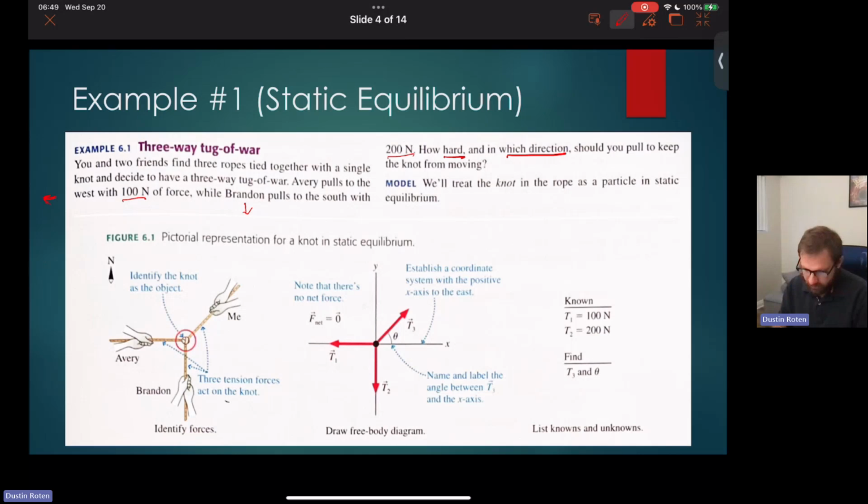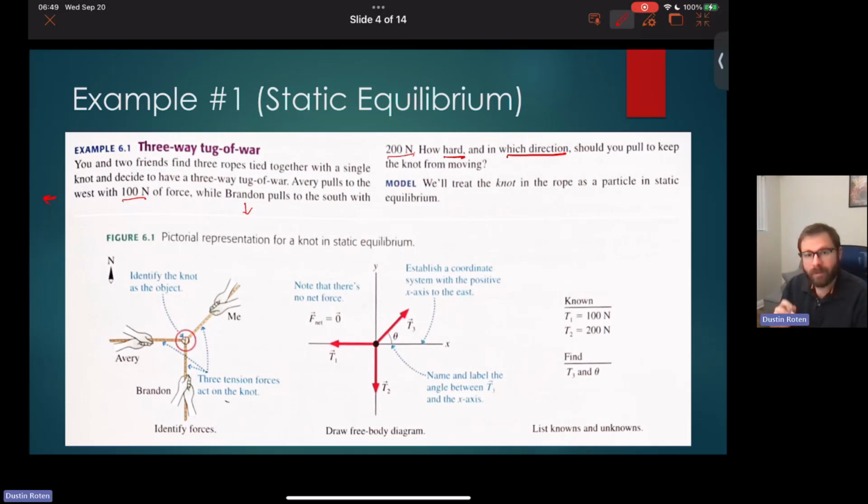Okay, so we've got a picture here. Everything checks out. We've got Avery pulling to the left or the west with 100 newtons. We got Brandon pulling down with 200. And then you pulling up to the northeast, I guess, to cancel out these 2 other pulls. Okay, so we've drawn a picture. Next would be to construct a free body diagram and label all those vectors.